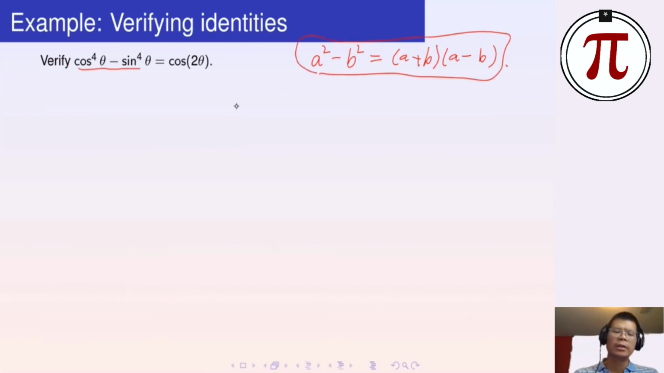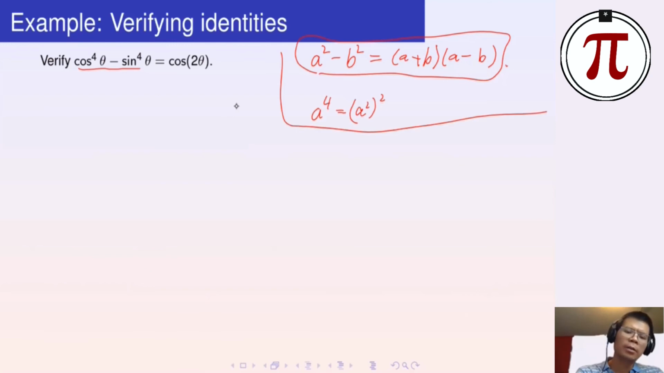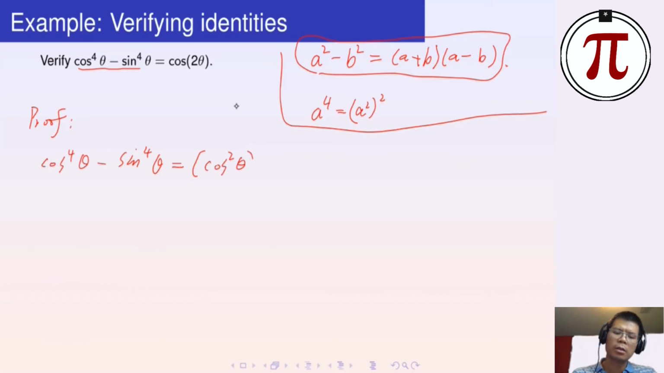Now another thing: a to the power four equals what? A square, then take another square, right? The square of the square is to the power four. Okay, now we are ready to solve this one. All right, so proof: cosine fourth theta minus sine to the fourth theta equals, I'm going to write this one as (cosine square theta) squared minus (sine square theta) squared. Yes, okay, so we got this one.